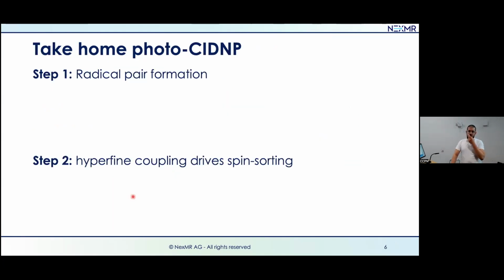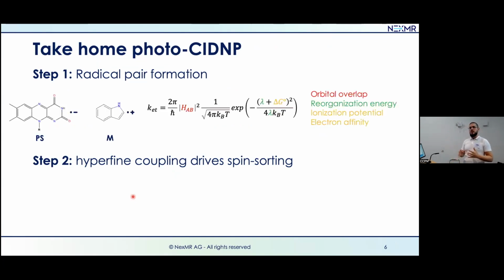And I don't dive into the photo-CIDNP mechanism here because we don't have time for that, but I want to leave you with maybe a couple of take-home messages. You have mainly two things that are important in photo-CIDNP to get some hyperpolarization. The first one is you need to create some radicals. So your photosensitizer will be excited by the light and will generate a pair of radicals with the molecule of interest. And this is basically driven by Marcus theory.